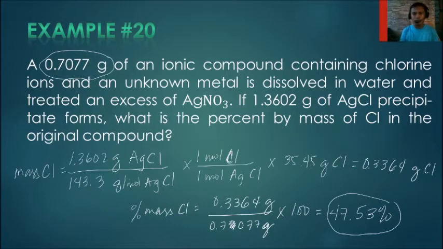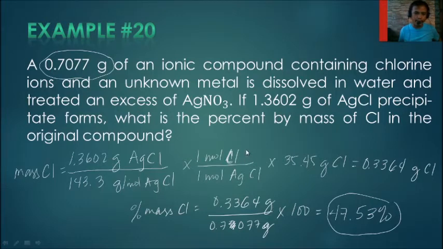So now, if 1.3602 grams of silver chloride, so basically this silver chloride is the precipitate or the insoluble salt, what will be the percent by mass of chlorine in the original compound? Ngayon, para malaman natin kung ano ang magiging percentage ng mass ng chlorine doon sa ionic compound na hindi natin alam, determine first the mass of chlorine using the mass of the precipitate. So we have 1.3602 grams of silver chloride. Ang gagawin muna natin is i-convert muna itong grams ng silver chloride sa moles, sa pamamagitan ng pag-divide ng 1.3602 sa 143.3 grams per mole na molar mass ng silver chloride.